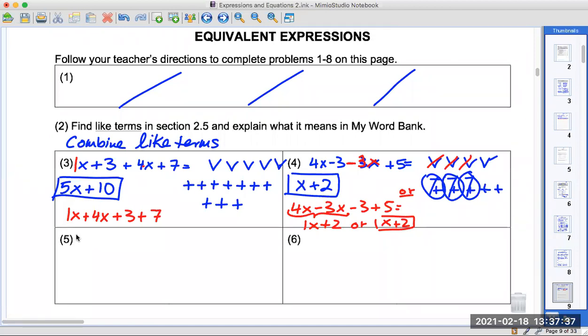This is lengthy. 3x plus 2 plus 3 times the group x plus 2. Remember, this is a times, but it's not there. So let's draw it out. 3x plus 2. Oh, this is not a 3. This is not 3 pluses. This is 3 groups of x plus 2.